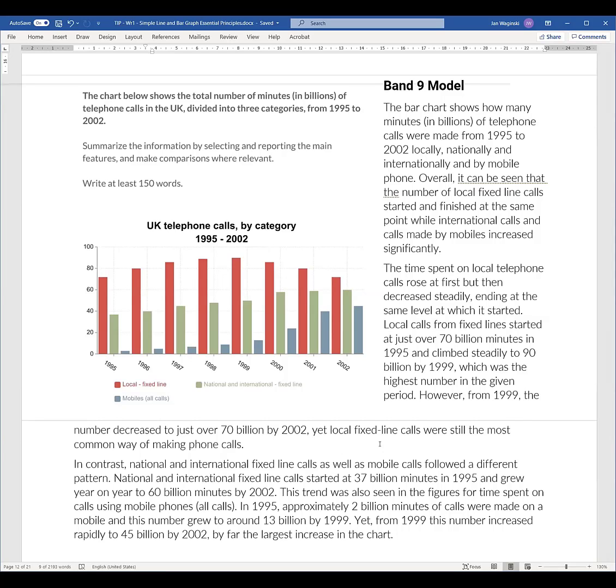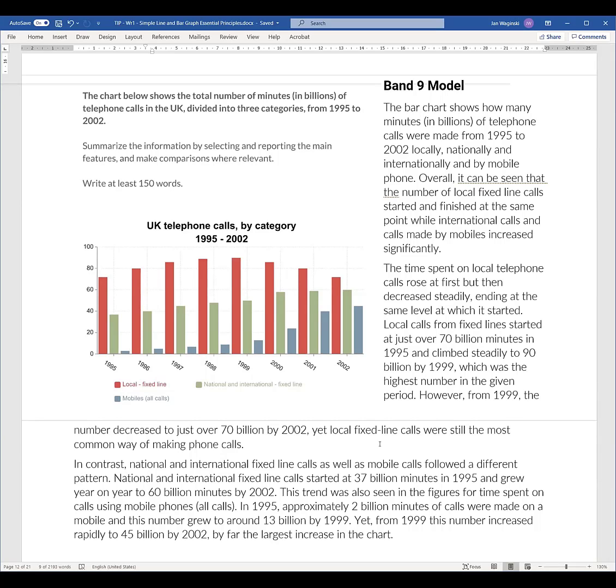The bar chart shows how many minutes in billions of telephone calls were made from 1995 to 2002 locally, nationally and internationally, and by mobile phone. Overall, it can be seen that the number of local fixed line calls started and finished at the same point, while international calls and calls made by mobile increased significantly.